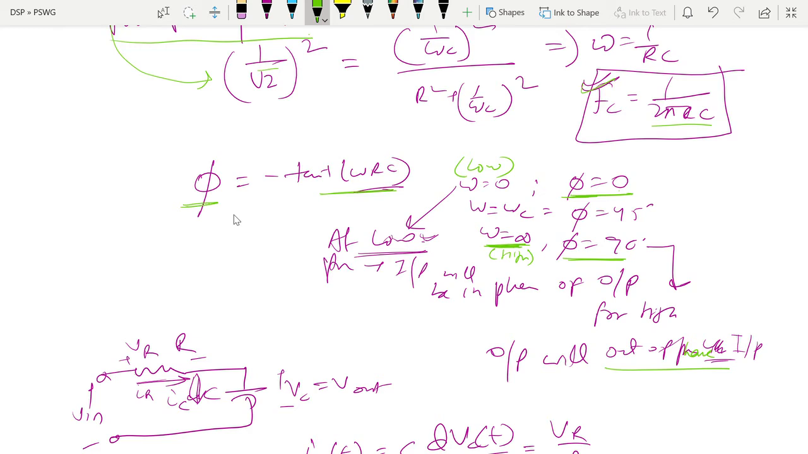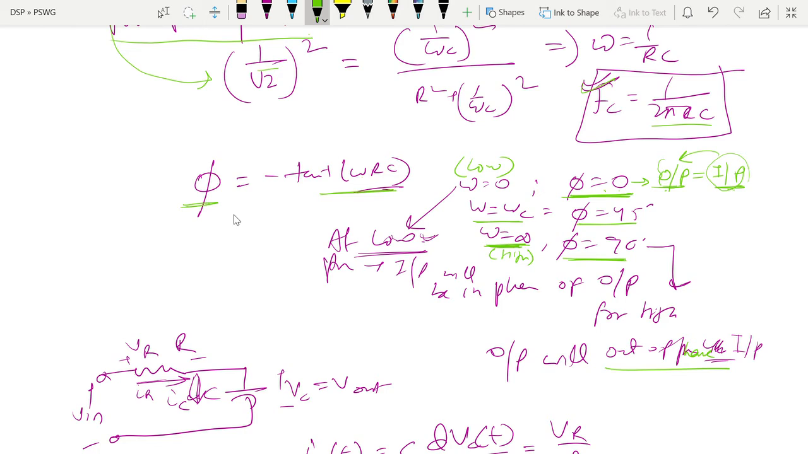It means the output will be an exact replication of the input, without any phase difference. So the input will be reflected at the output, because the phase difference between these two will be 0. In case of 90 degrees, the output will completely reject the input. And at the cutoff frequency, at omega equals omega c, as all of you know, the gain will be 1 by root 2, so the phase difference is 45 degrees.